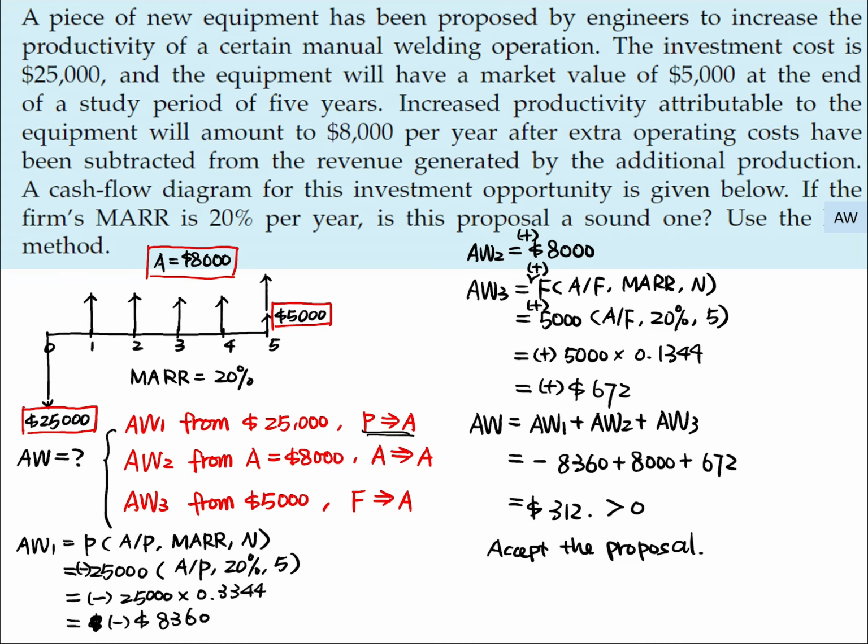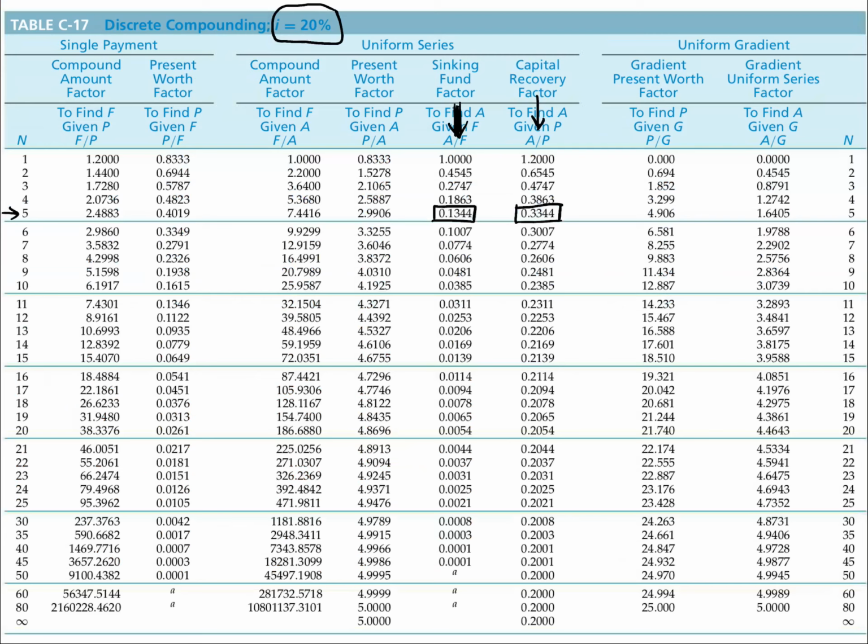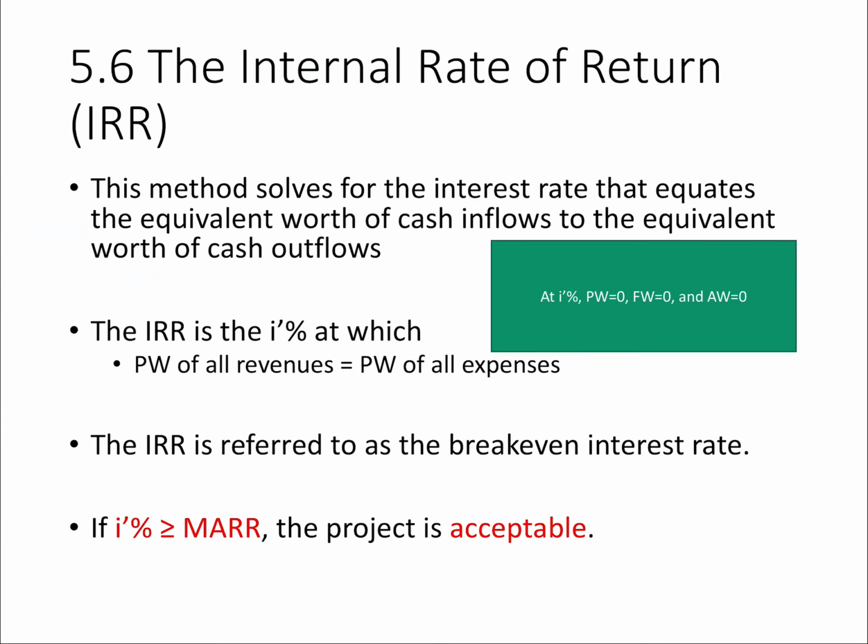So in the real case, if you have a single project, you don't have to use all three methods. Okay, you just pick whichever you're comfortable with. For me, I always use the present worth method because that will tell me the value at the present time. It's easier for me to make a decision. But you can have your own choice. You can use either the PW, FW, or AW method.